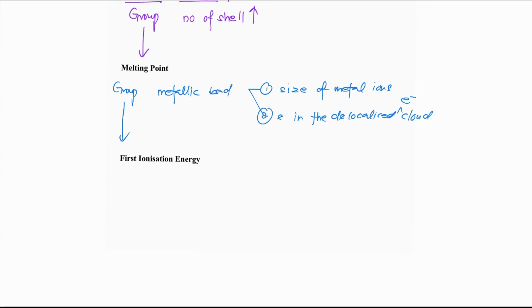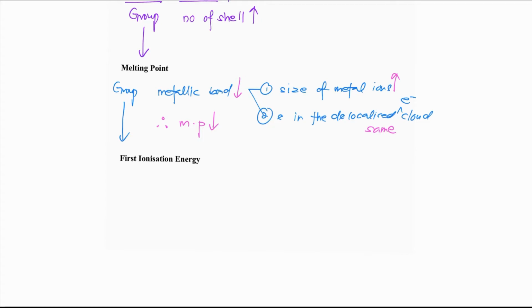So let's see down the group. Down the group, the size of the metal ion increases. The number of electrons in the delocalized electron cloud remains the same because they all have 2 valence electrons. So this causes metallic bonds to get weaker down the group. Therefore, less energy is required to melt them. So the melting point decreases down group 2.